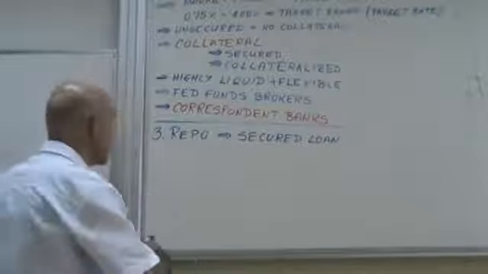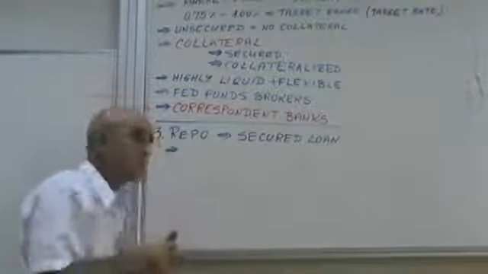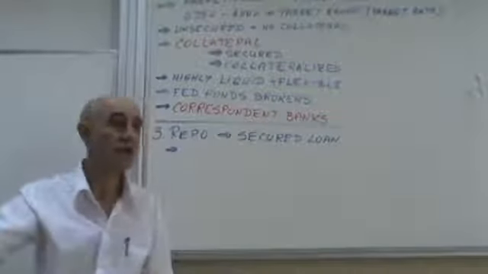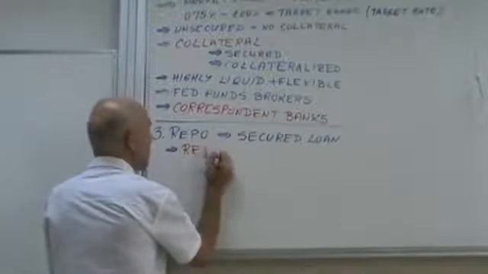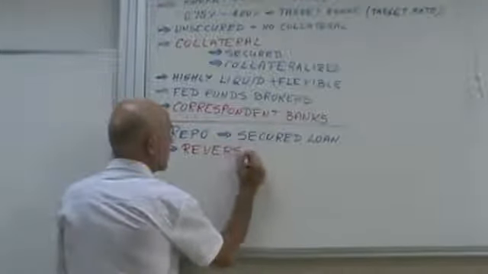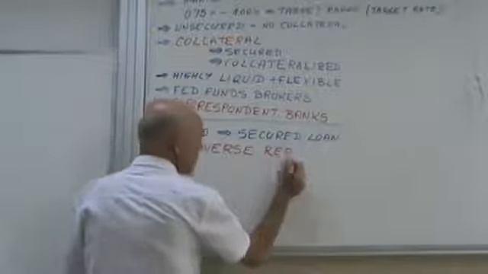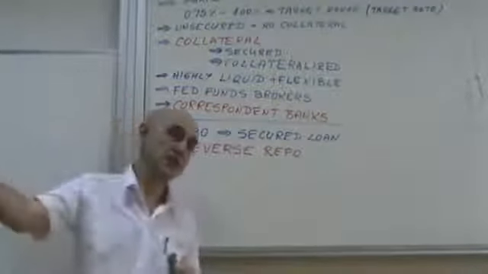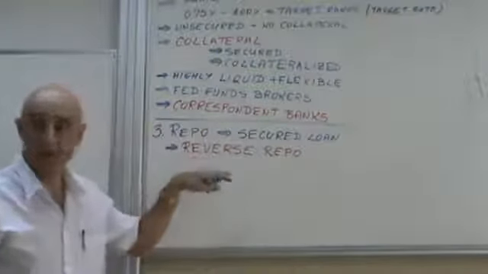Okay, well, it's a little trickier and that needs a simple explanation. Repo is the sale of the security and buying back. And you may have what's called a reverse repo. You first buy the securities and then you sell them. So, what's the difference between repo and reverse repo?